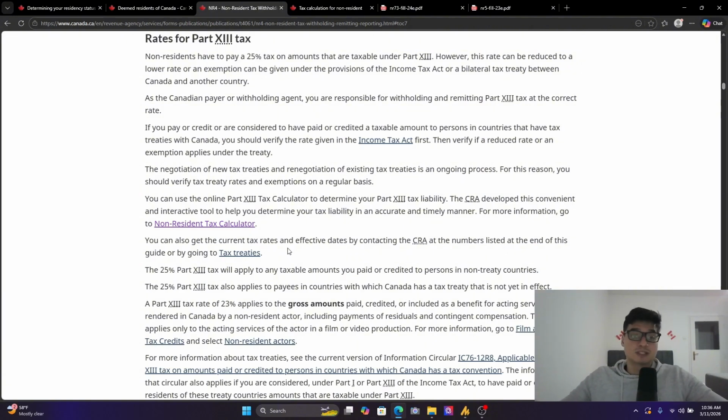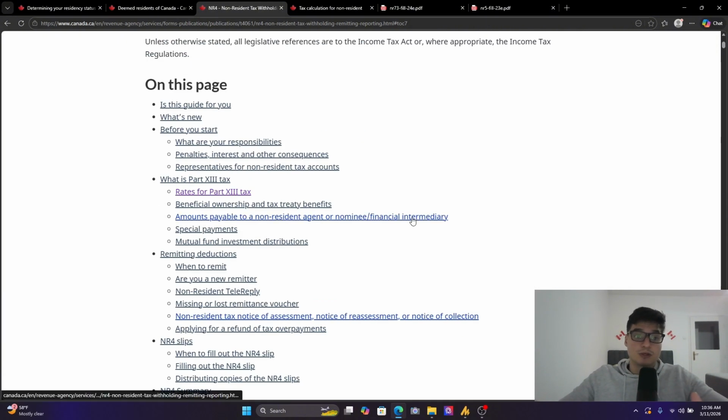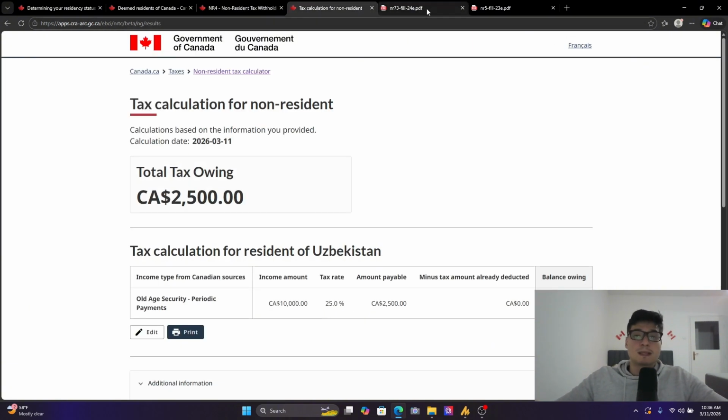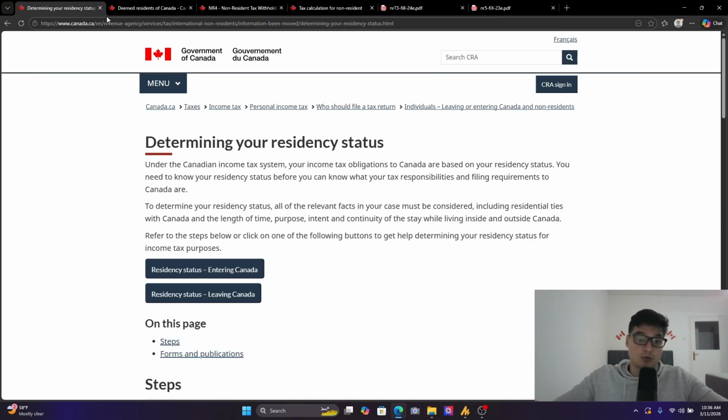And again, if someone is paying you, they'll have to file what we call an NR4 slip. Not a lot of companies or people like to have these NR4 slips, so it may be harder for you even to find a job if you are considered a non-resident.